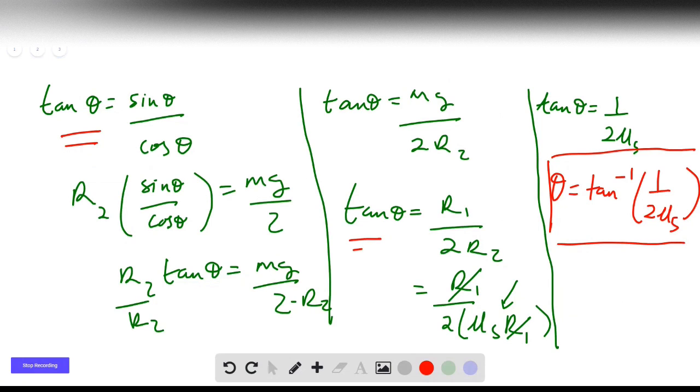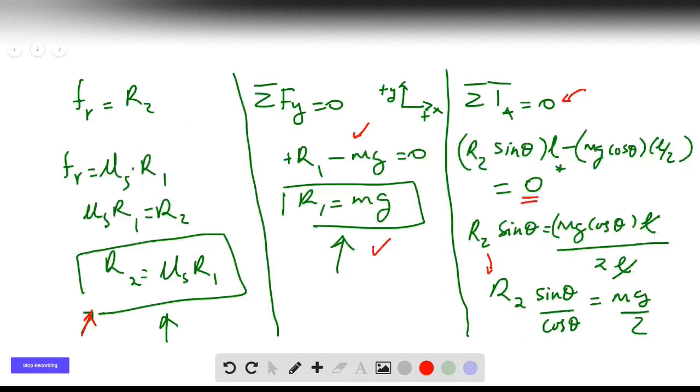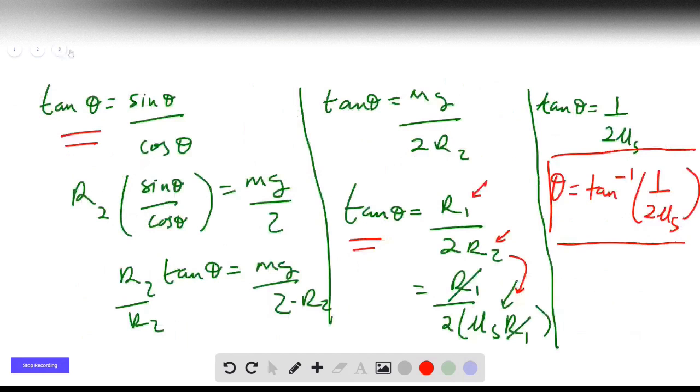But then we're solving for tangent of theta after canceling out. And so tan theta is R1 over 2 R2. And we write R2 in terms of frictional force. And we pick that up based on what happened as the sum of forces in the x was equivalent to 0. And so tangent of theta is 1 over 2 mu s, and then we can solve for theta.